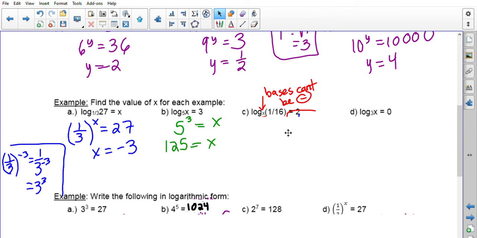All right, now we are solving for x as the base of log. Okay, so just a little reminder that bases can't be negative and they cannot equal 1. So let's rearrange this to our exponential form. So that would say x to the 2 equals 1 over 16.